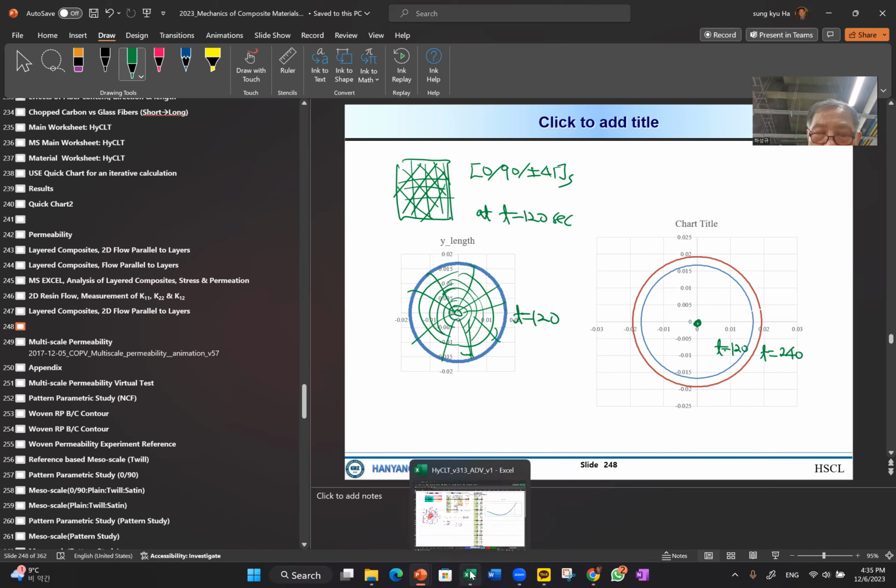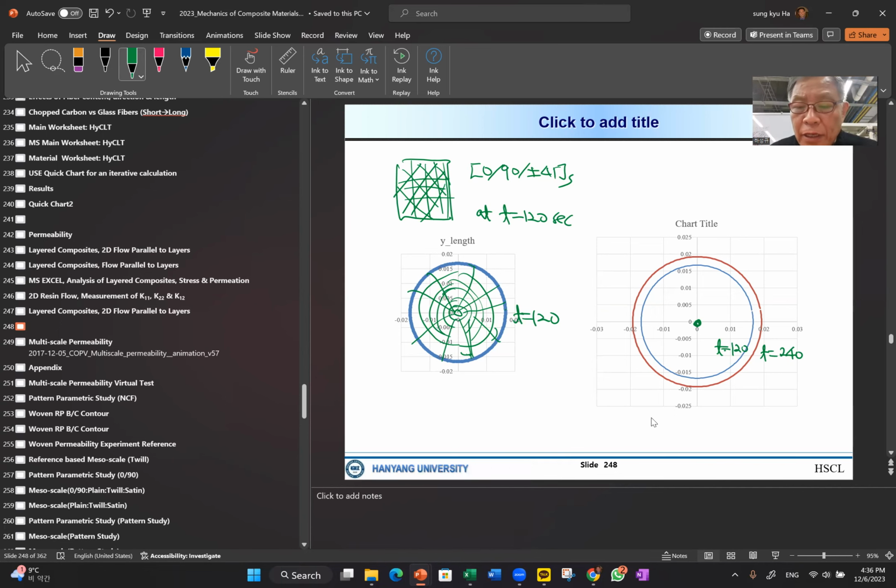And this can be used to back calculate the permeability of each ply, each Kxx, Kyy, and so on. Here it predicts the flow line with a given permeability, but using this output, you can back calculate the on-axis permeability. Let's say you measure them and you can back calculate it. But anyhow, this is very useful.